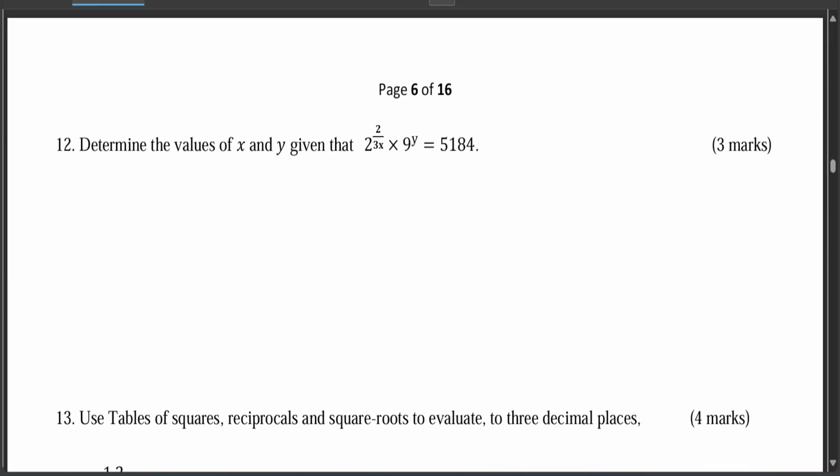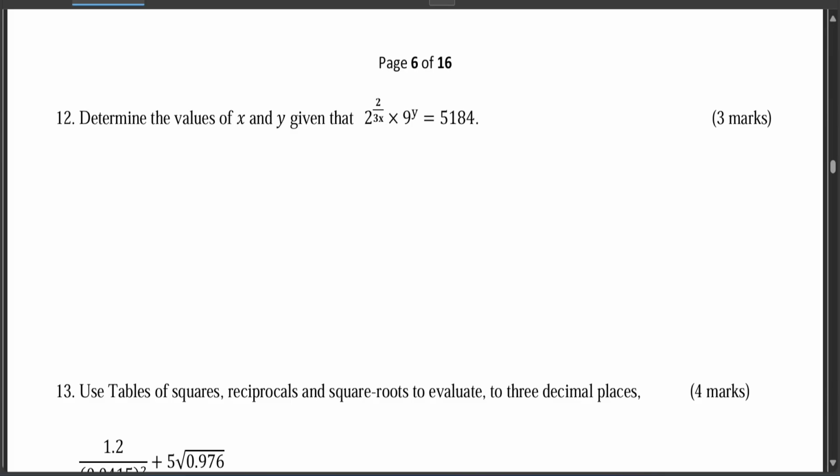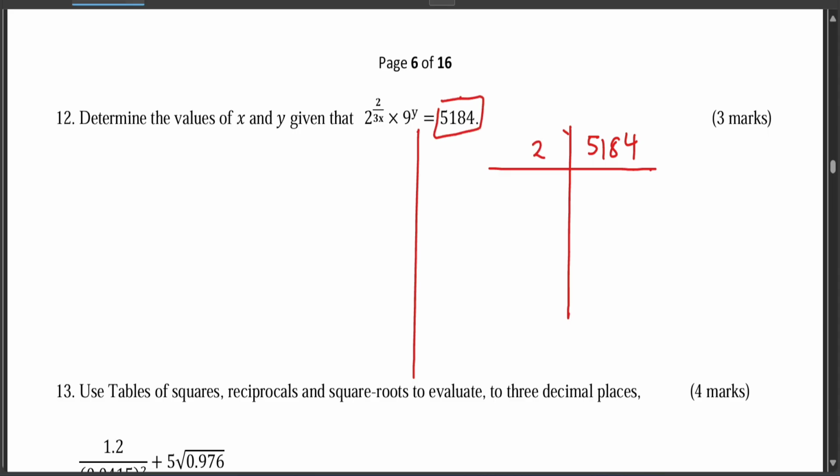Question 12. Determine the values of x and y given that 2 to the power of 2 over 3x times 9 to the power of y equals 5184. We can draw a factor tree if you want, but if you see no need, let's draw this box table. So let's divide by 2 first. The reason is that I want to divide into 2s and 9s.